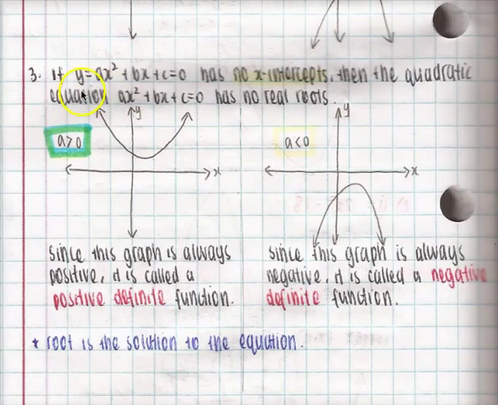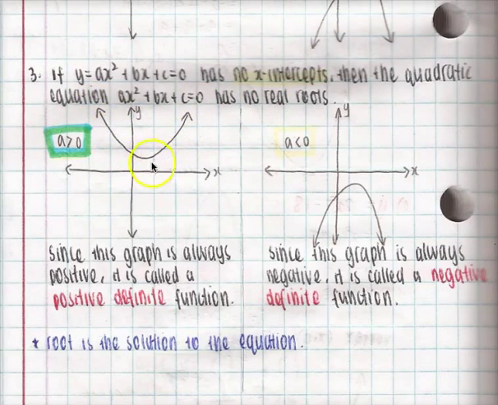Scenario number 3. If your parabola, or the quadratic equation here, actually just get rid of this equals 0 here, okay? So if y equals ax squared plus bx plus c, has no x-intercepts, then the quadratic equation ax squared plus bx plus c equals 0 has no real roots. For example, you might look at a quadratic equation and you won't be able to factorize it at all. And if that happens, then it has no real roots.